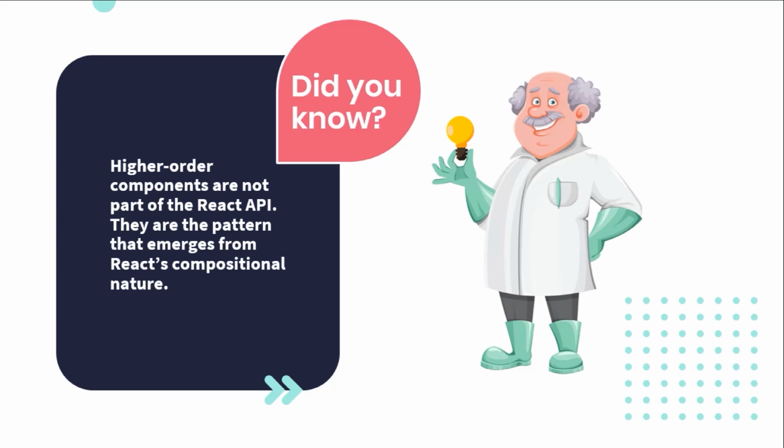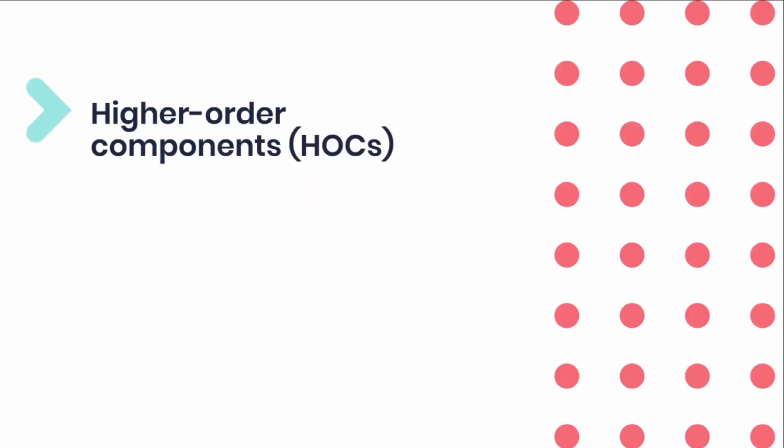The component transforms props into UI, and a higher order component converts a component into another component. A higher order component is known as an HOC. It lets us enhance a component with additional logic. We can think of this pattern as components inheriting functionality when used with HOCs.